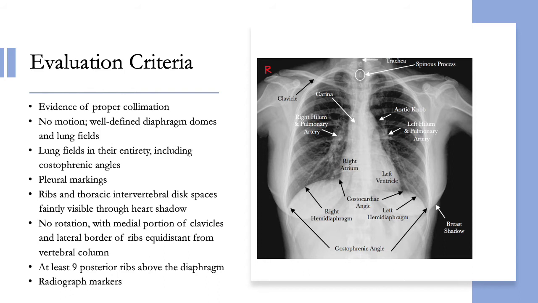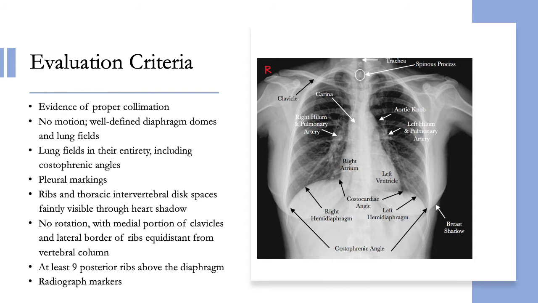On this slide, you can see the radiograph. It displays no motion with well-defined, not blurred, diaphragm domes and lung fields. The lung fields are included in their entirety, including the costophrenic angles. You can see the pleural markings. The ribs and the thoracic intervertebral disc spaces are faintly visible through the heart shadow.